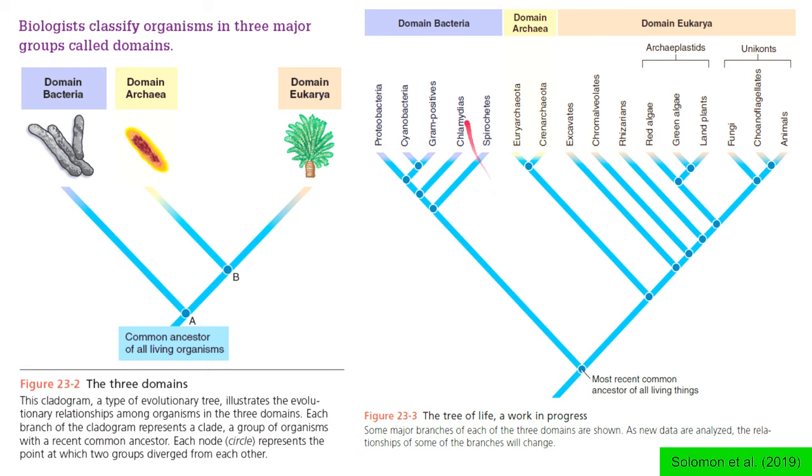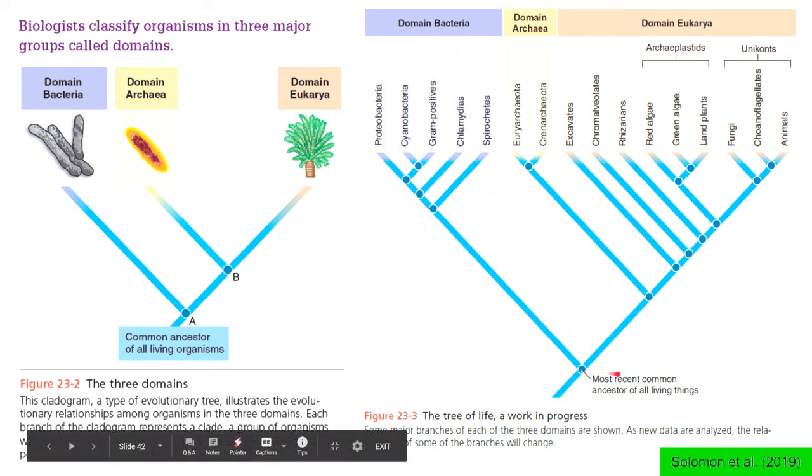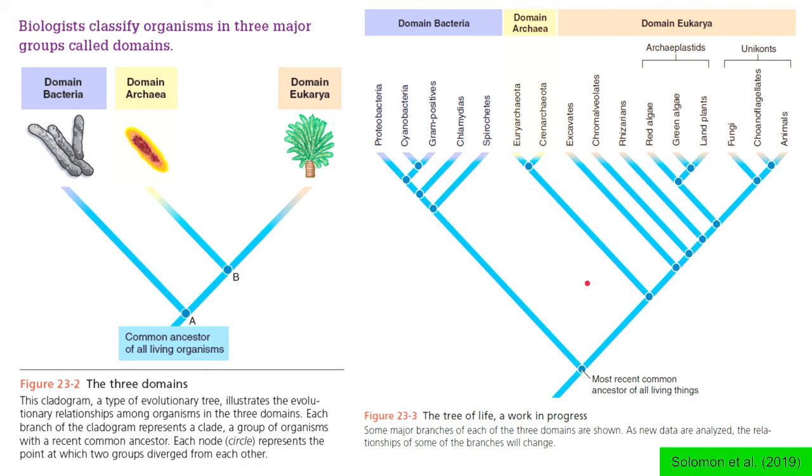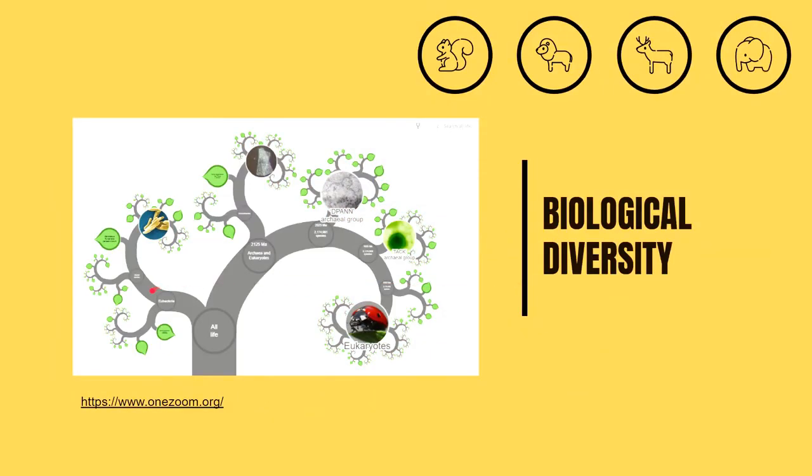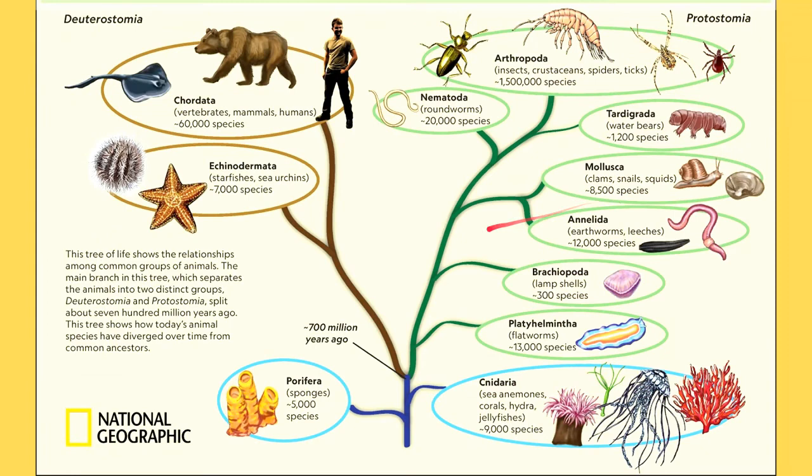Their group shares a common ancestor with domain bacteria here. So this one is the most recent common ancestor of all living things. Okay, so one thing for you to note to differentiate a cladogram and a phylogenetic tree is that a phylogenetic tree literally looks like a tree. It has branching off like that, branching off that shows us where the species diverge from each other, and these are the nodes of their common ancestor.